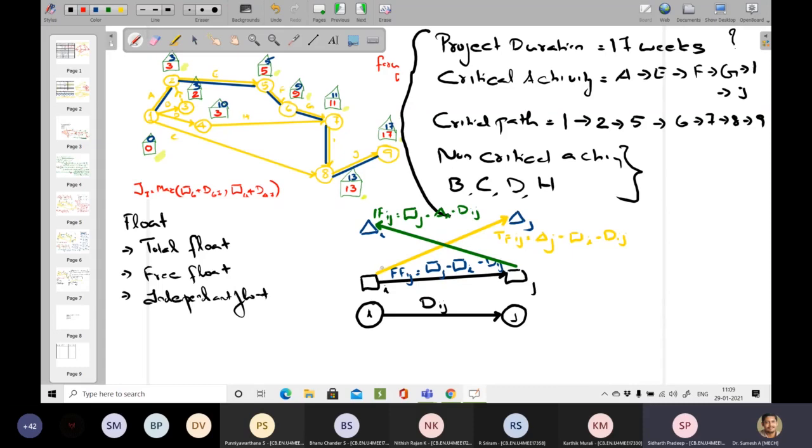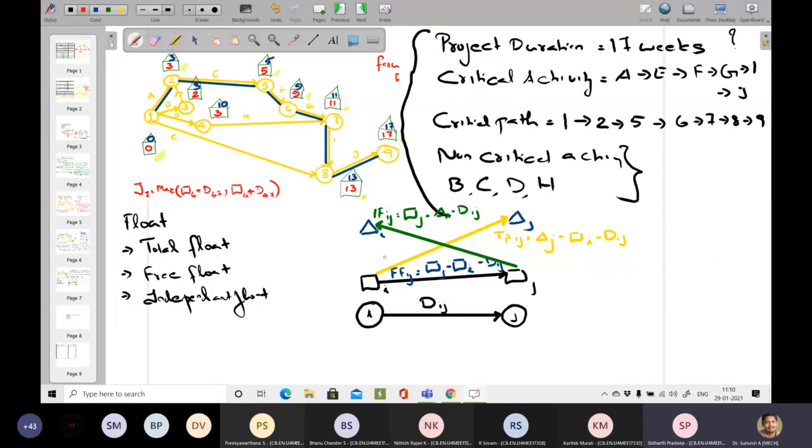Sir, after doing the forward and backward pass, anyway the time we can know, no? So we can directly just do, between two activities, we can minus the slack of forward and slack of backward independently. Okay. So this is the equation for calculating it.